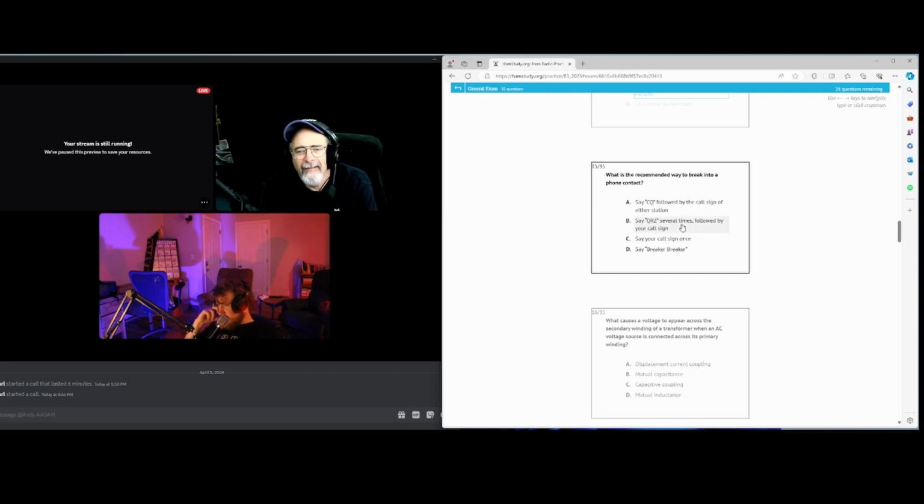So is it QRZ or CQ? Break in. You hear that helicopter? No. Crazy. They've been flying over quite a bit lately. Is it QRZ or CQ?